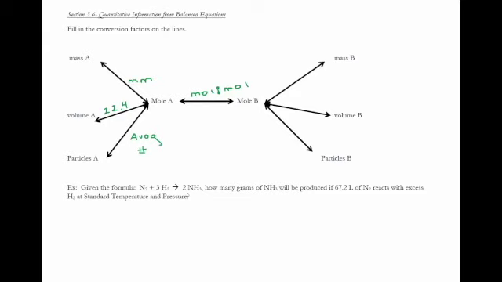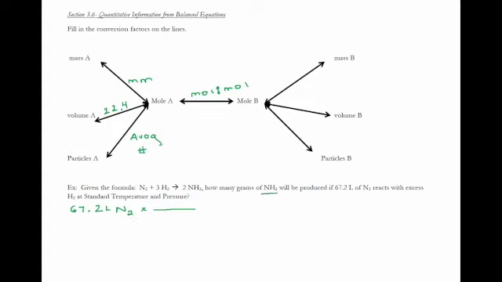Here it says, given the formula, nitrogen reacts with hydrogen to produce ammonia. How many grams of ammonia will be produced if 67.2 liters of nitrogen reacts with excess hydrogen at standard temperature and pressure? So our given here is 67.2 liters of nitrogen gas. What I'm going to do is first get into moles of nitrogen gas, because then I can get into moles of ammonia.